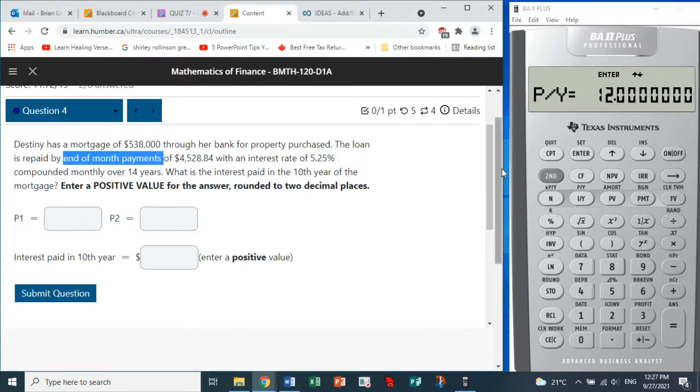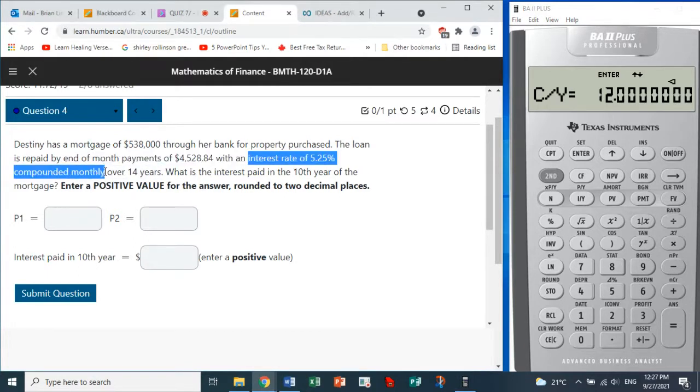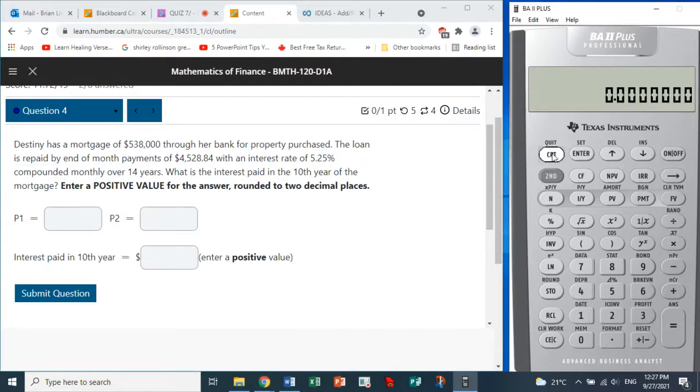So PY would be 12. All right, so 12, enter. And what is CY? Well, the interest rate is 5.25 compounded monthly. So CY is also 12, so we don't need to make any changes. Now we get out of there. All right, so this is compounded for 14 years. So the 14, the 1, 4, we go to second and n, and we got the value for n.